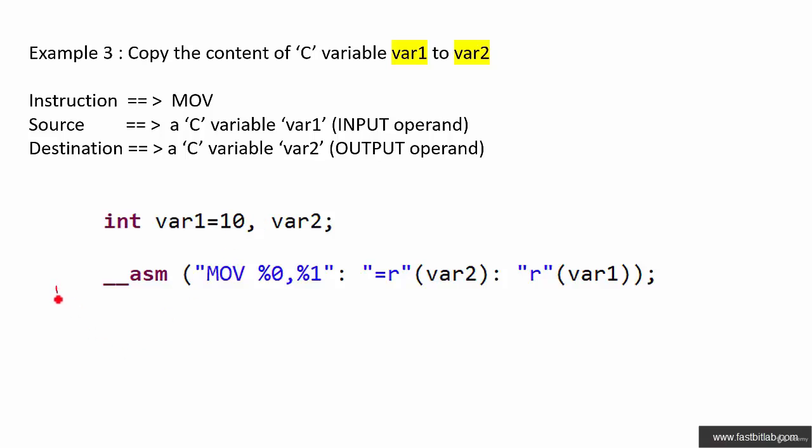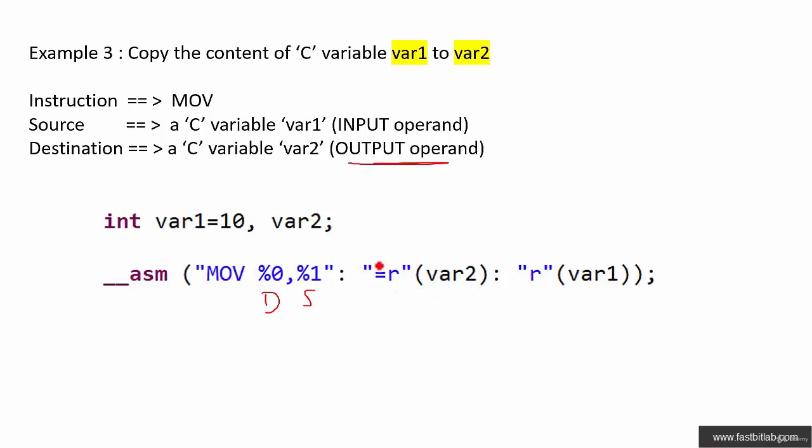This is how you write the inline assembly, __ASM, and you can use volatile here. I just omitted that. For the move, this is the destination and this is the source. The destination has to be the output operand. That's why I used var2 here.